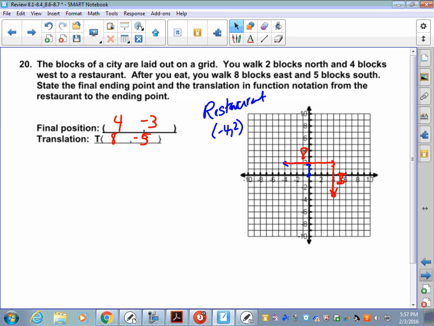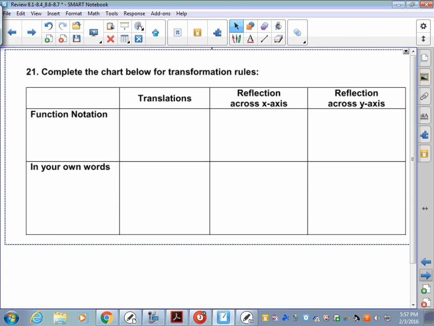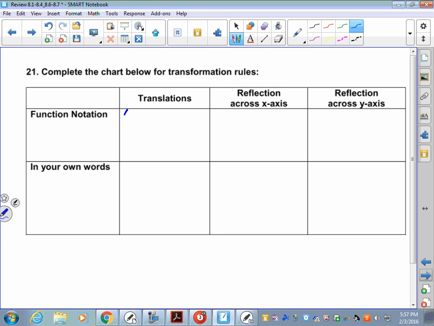On this last part, you need to do this in your own words. This will help you study. Basically, function notation is using the parentheses. If I'm doing a translation, on your foldable we have x plus k and y plus h, or capital T, and then the value for x and the value for y. Either one of those is acceptable. But put in your own words what you have to do for a translation. I'm hoping you know that means you're going to have to add or subtract.